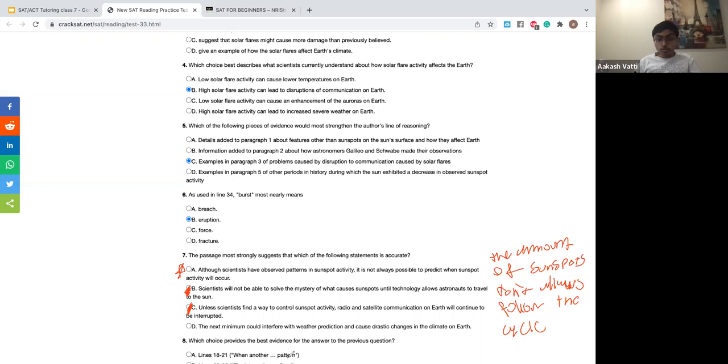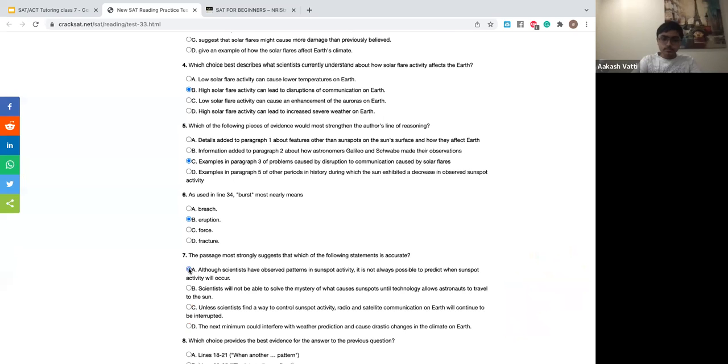D, the next minimum could interfere with weather predictions and cause drastic changes in the climate on Earth. No, it says that they don't know what it will do and they want to research it. So the passage doesn't say that it will do something. Therefore, A is the best answer.